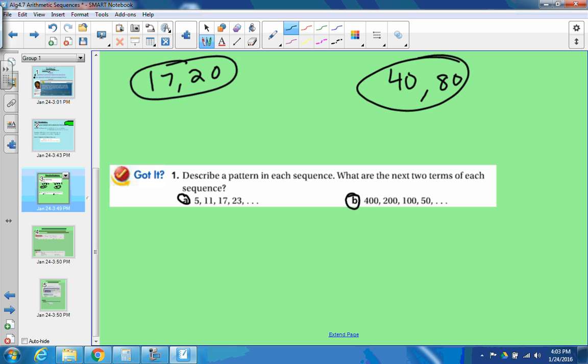All right, if you looked at this one, this is going up by 6 each time. So the next numbers would be 29 and 35. And B, it's actually dividing by 2 each time, so multiplying by 1/2. Divided by 2 again, we'd have 25, and then we'd have 12 and a half.